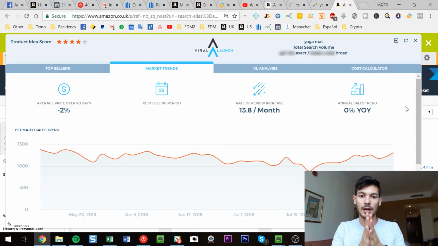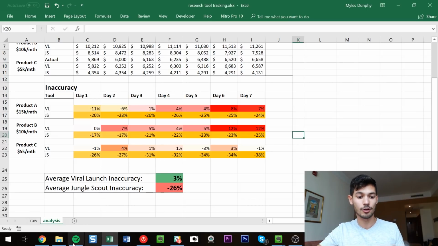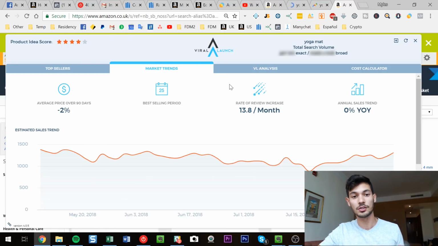Guys, that's about it. I'm using Viral Launch more so than Jungle Scout now, at least for the Chrome extensions. That's the main reason why: this data is inaccurate, but also there are all these extra features that Viral Launch gives you that Jungle Scout doesn't.